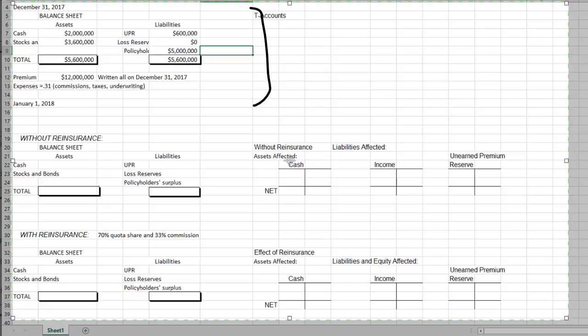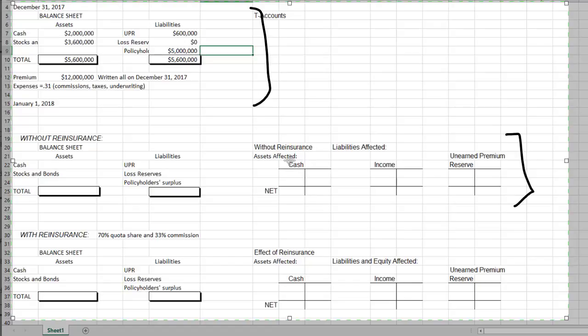We have basically the same accounts as you had in the 30/20 class. You have cash for $2 million, stocks and bonds for $3.6 million, for a total of $5.6 million. And on the liability side, you have unearned premium reserves of $600,000 and policyholder surplus of $5 million, again for $5.6 million. The one thing that you will see is that on the T accounts, there is no loss reserve.